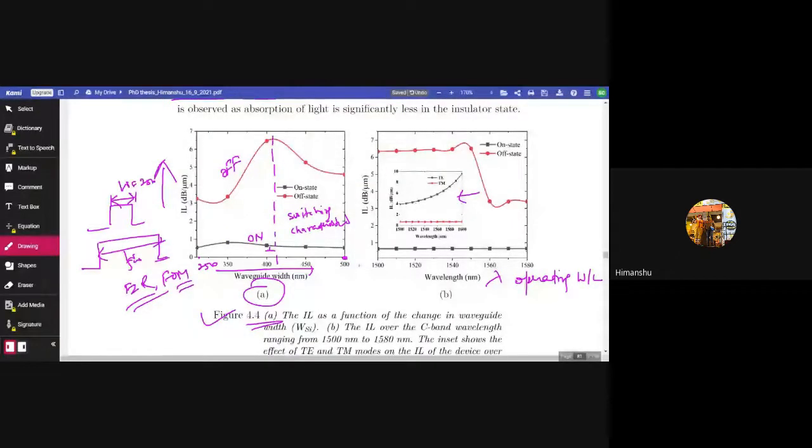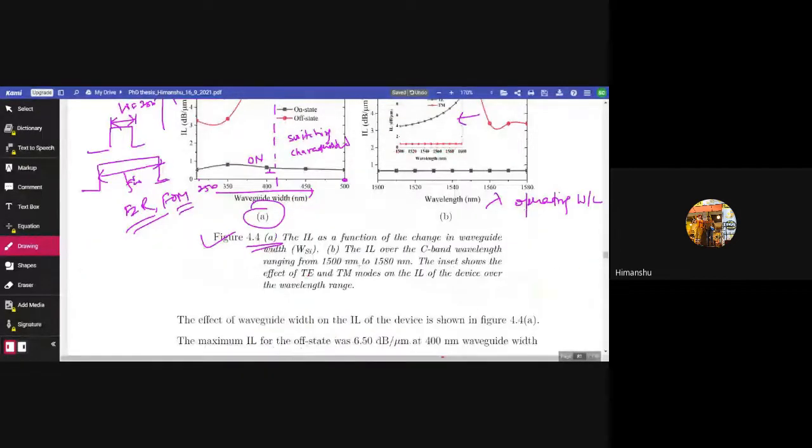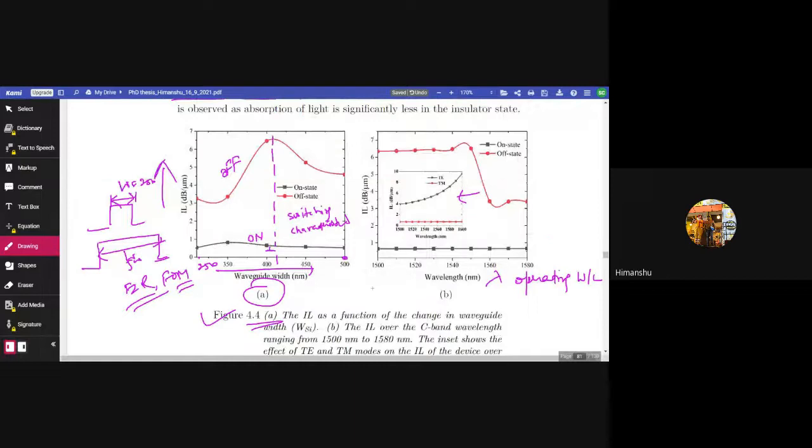And we are taking this device dimension like waveguide width, thicknesses, and then the length of the device, and then we are observing what is the most optimum value for which we will get a suitable value for extinction ratio. So that's why we are calculating this on-state and off-state losses.